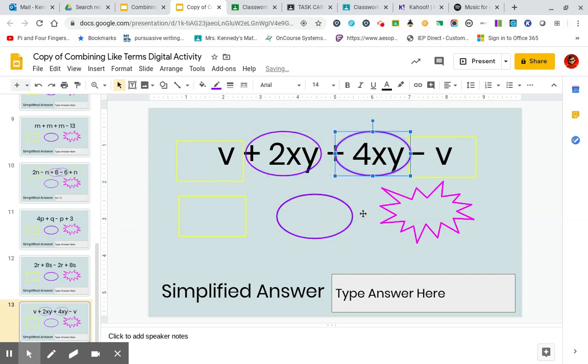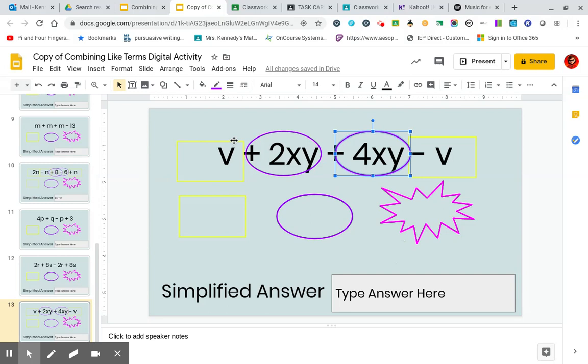And this is not 2 times y, my friends. This is not 4 times y. I told you that I want to stop using x as a multiplication symbol. It's no longer the multiplication symbol. It is a variable. This is actually 2 times x times y. And this is actually 4 times x times y.